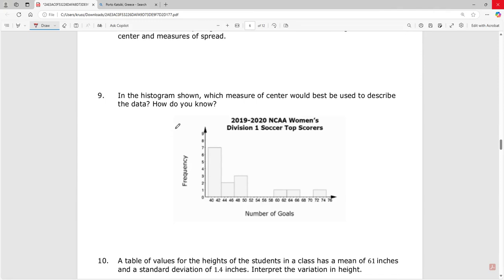Okay. All right, so here's a histogram. Which measure of center would be best? Well, this is obvious. This is the median, because look how spread out the data is. We got some all the way up here at 40, and we got all the way to 74. And there are some gaps in the data right here. So we want to use the median. This is very skewed data. Skewed meaning that it's not nice and compact. It's skewed by some outliers.